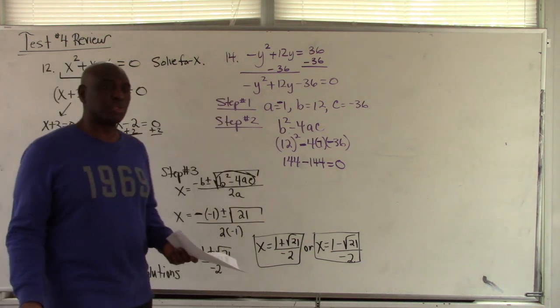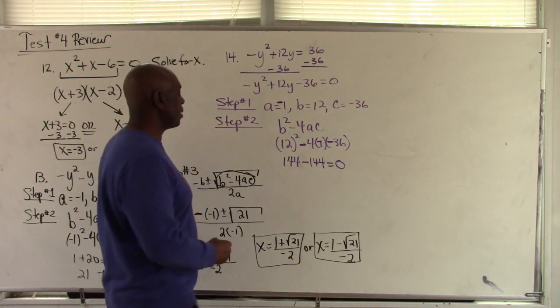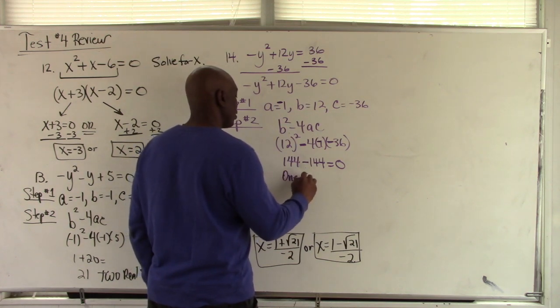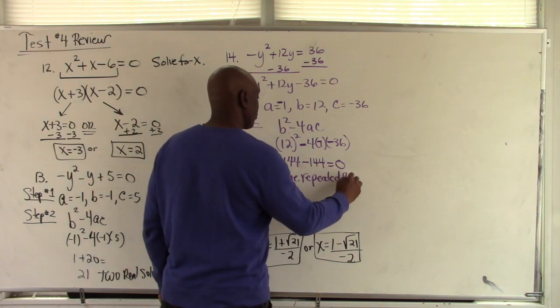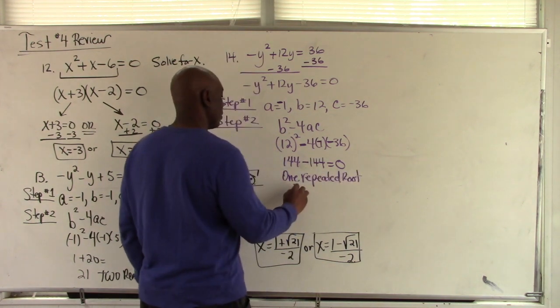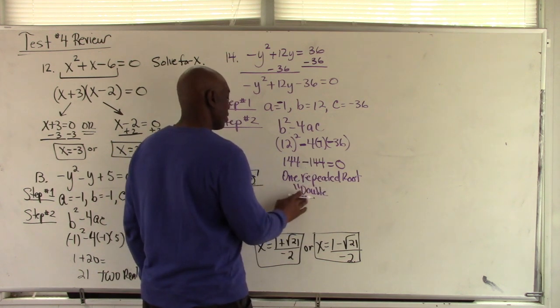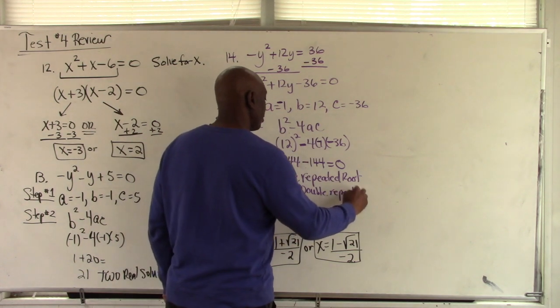So we know the nature of the roots. If we have a discriminant that is 0, then this means that we're going to have one repeated root, or what some may call a double root, a double repeated root.